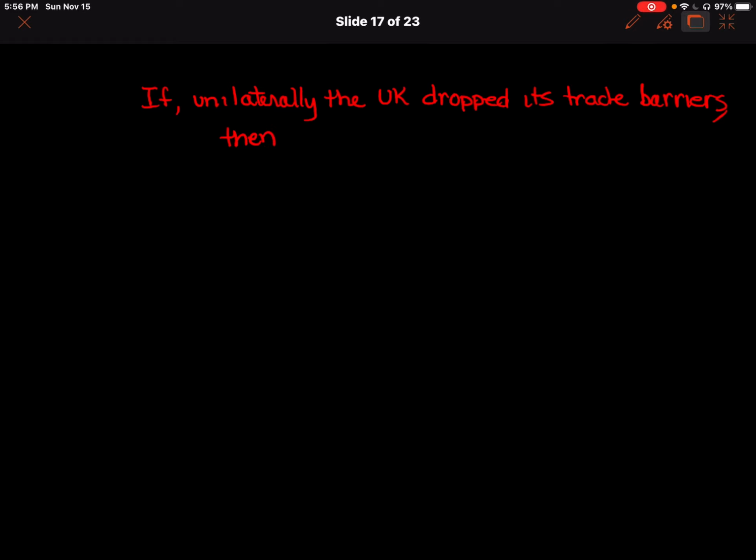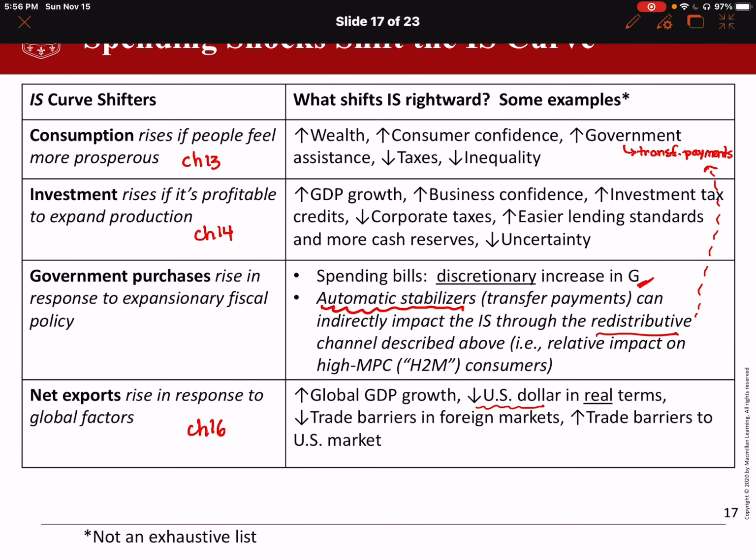The idea of trade barriers would be that if unilaterally, say, the UK dropped its trade barriers, then there would be easier access to the UK by US firms. We would predict that there would be an increase in US exports, say, to the UK, and therefore an increase in net exports in the US and a rightward shift in the IS curve.